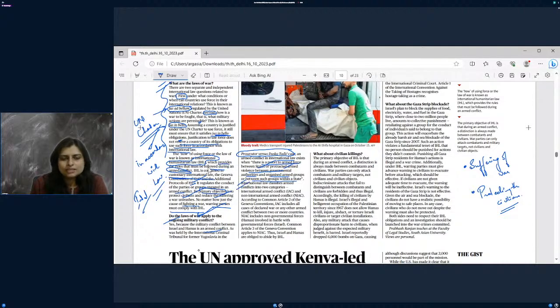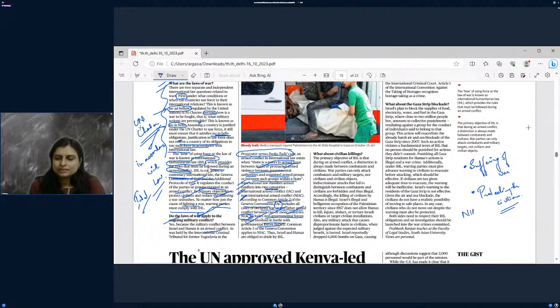International law classifies armed conflict in two categories. Now, what are those two categories? International armed conflict and non-international armed conflict. According to Common Article 2 of the Geneva Convention, international armed conflict includes all cases of declared war or any other armed conflict between two or more countries. That NIAC, your non-international armed conflict, includes non-governmental forces, that is Hamas, which is involved in battle with the government forces, that is Israel.